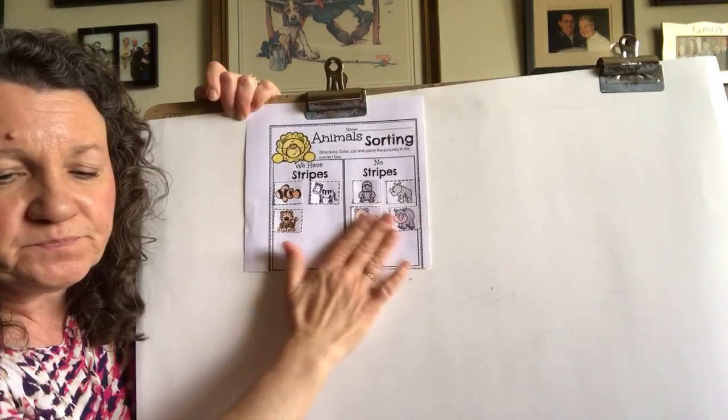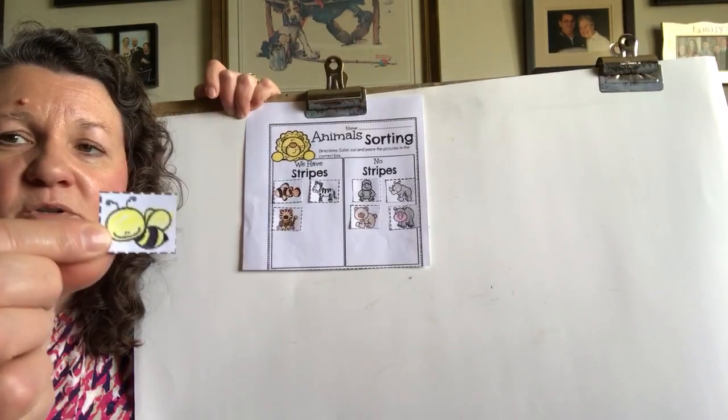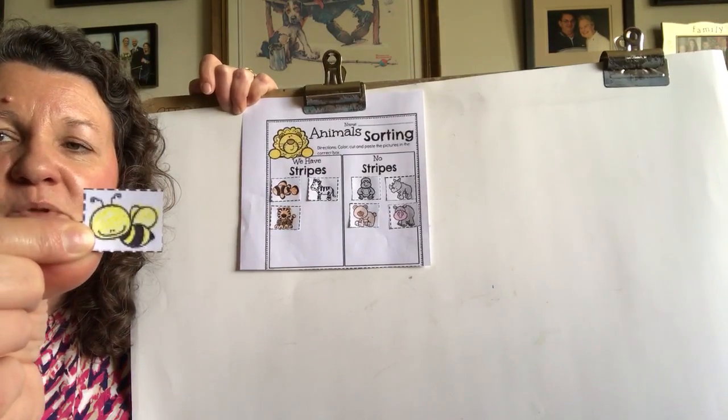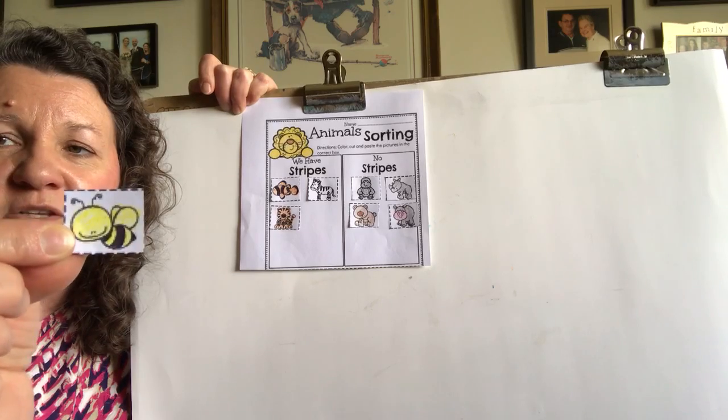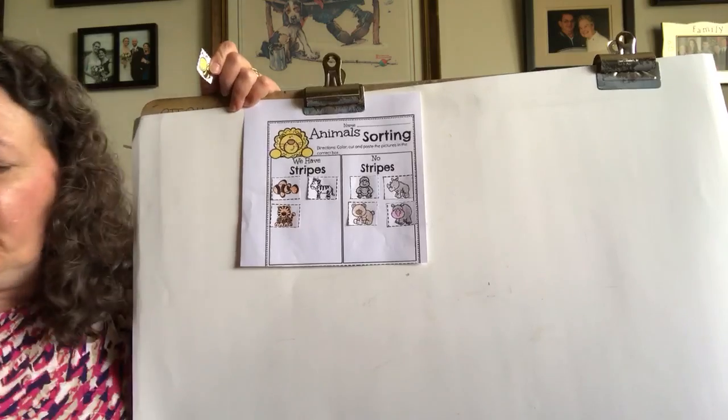Okay. All right, let's see. What is this animal? You know what that one is? Yeah, it's a bumblebee. Does it have stripes? You see those black lines? Yes, so the bumblebee has stripes. We're going to put the bumblebee over here.